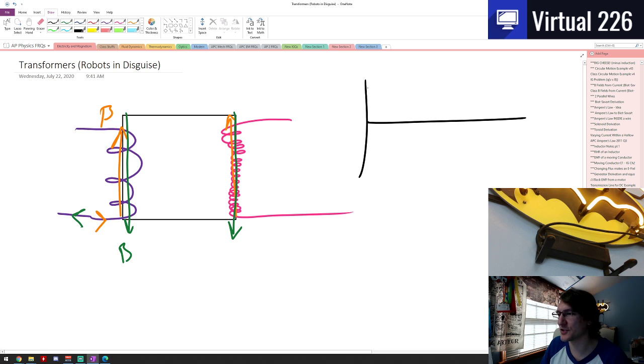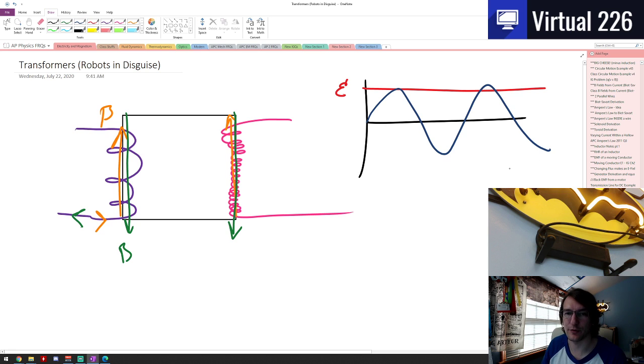So the EMF isn't just one value. It's not like, here's the EMF. The EMF will actually oscillate back and forth. This is the alternating current, and that's actually what we want in order to power our homes.